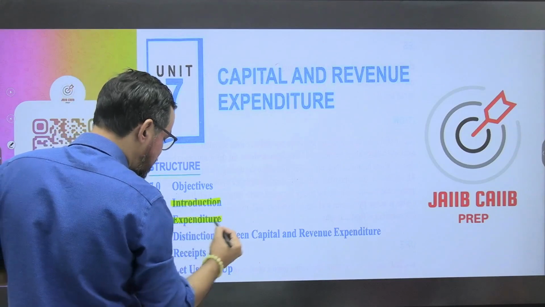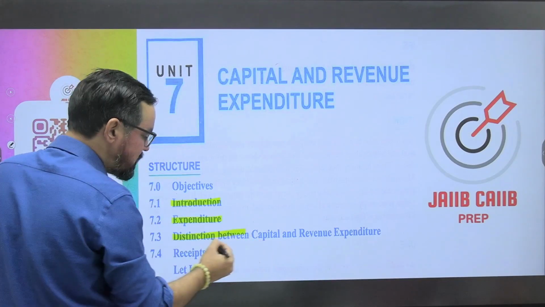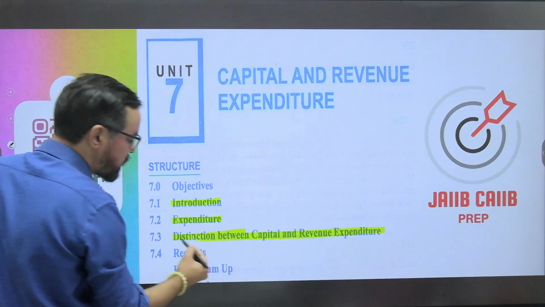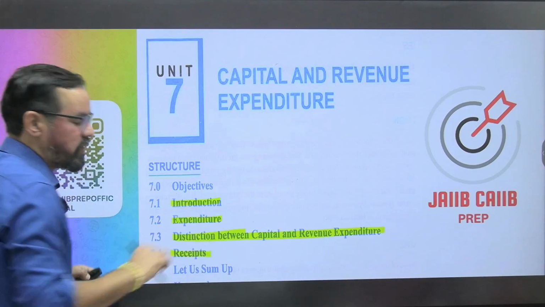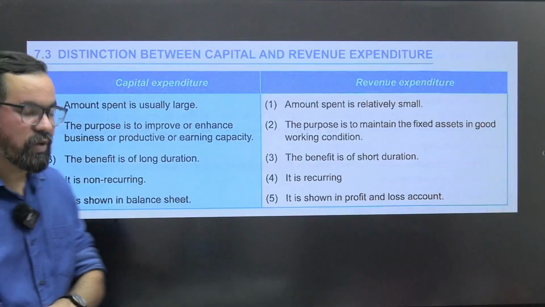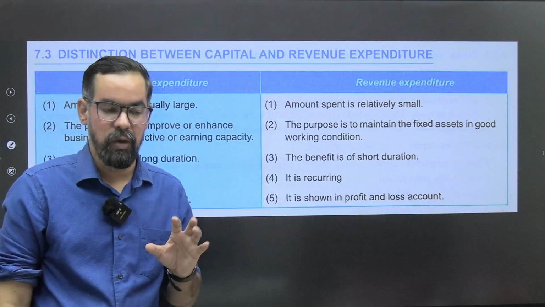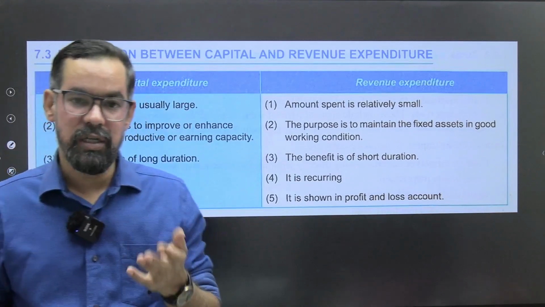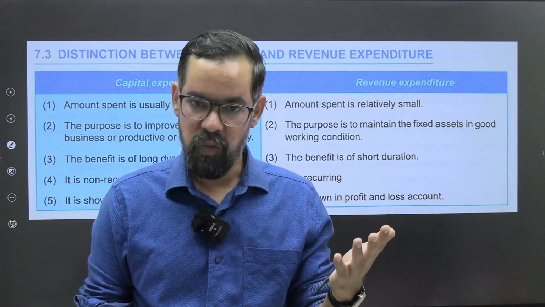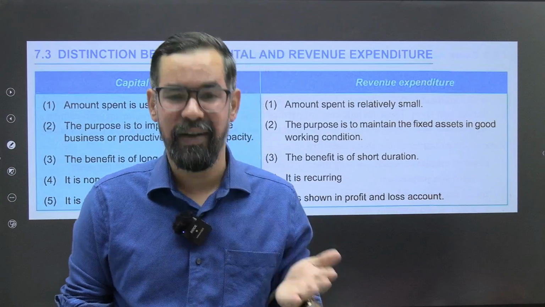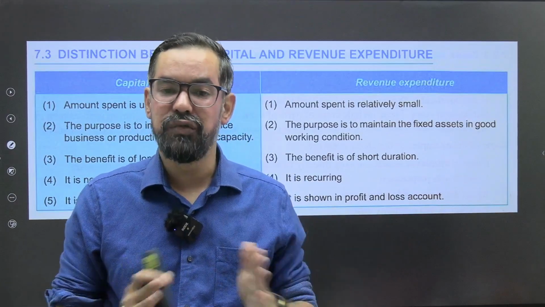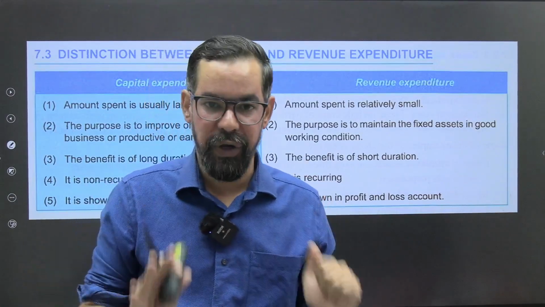Introduction, expenditure. Then we have distinction between capital and revenue expenditure. This is the core. So we have revenue receipt, right? First, I'll quickly brief this one, though we already have discussed this in our concept classes, already done with the concept classes for all the 35 units of your AFM.